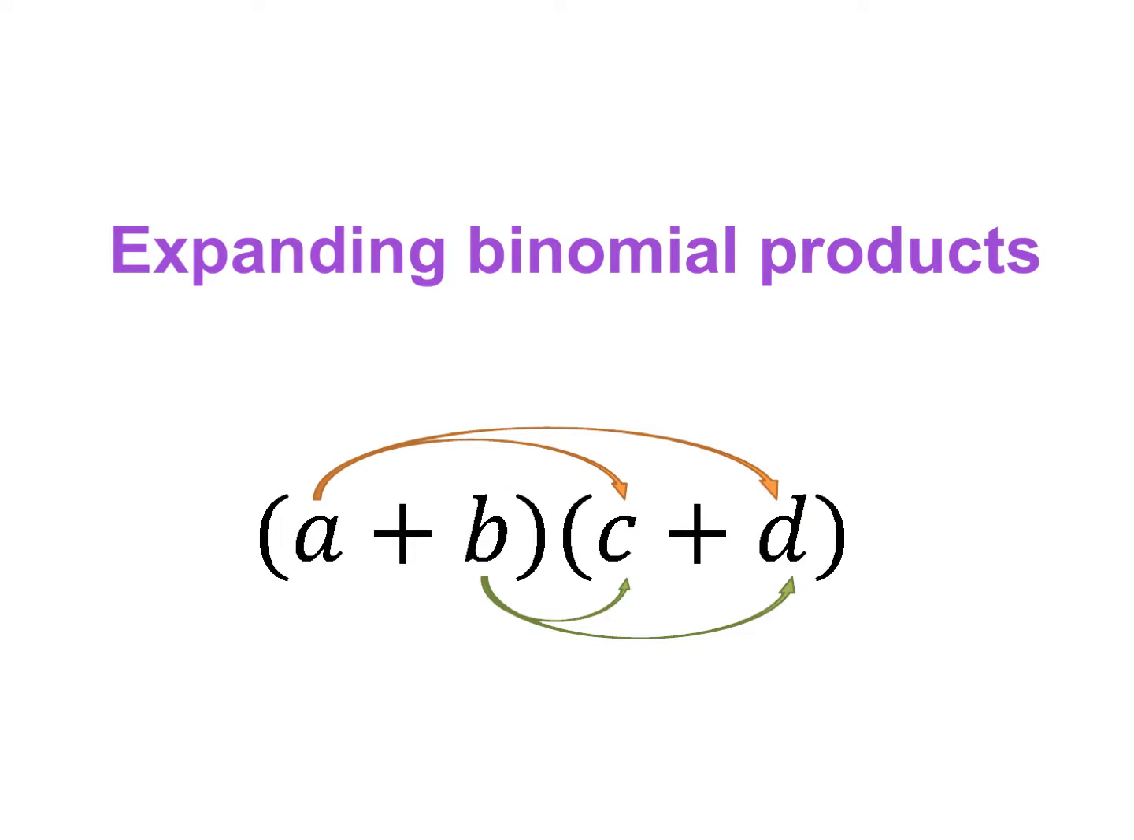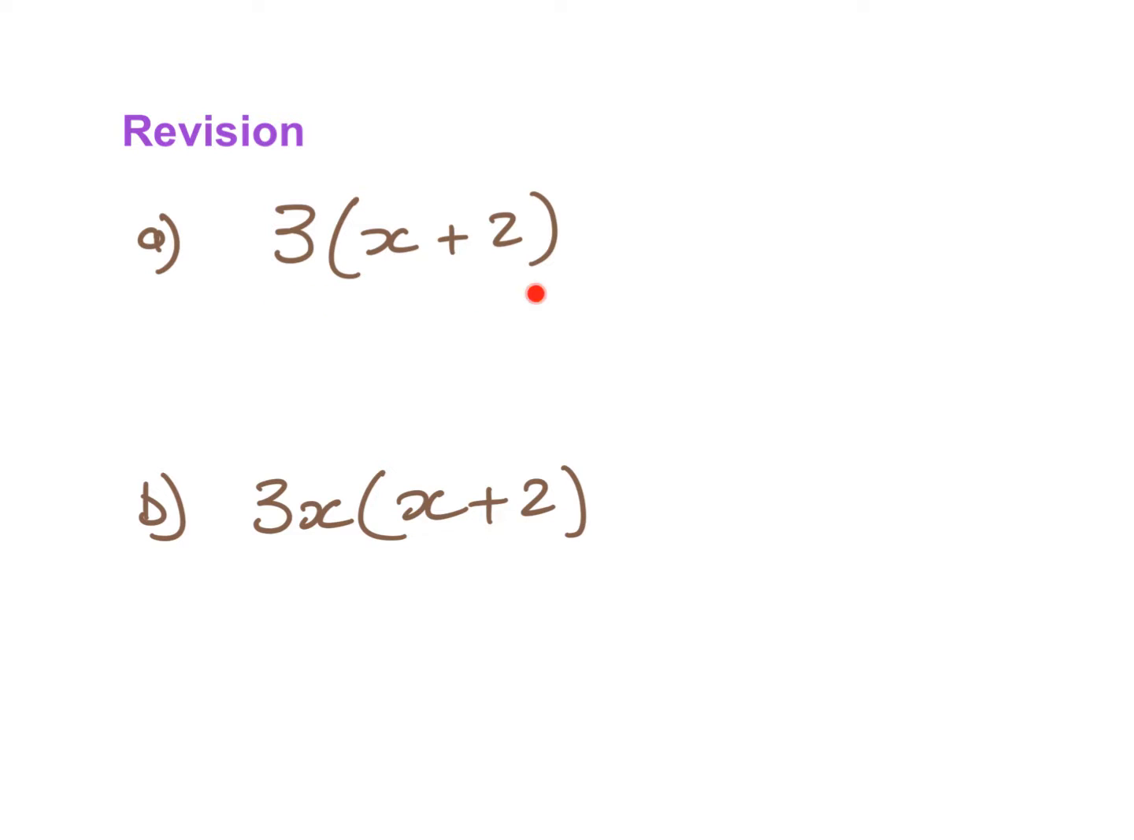In this video, we're going to be looking at expanding binomial products. So let's start with a little bit of revision. Have a go and see if you can expand these two questions. So expanding the bracket by multiplying 3 by x and 3 by 2. Put the video on pause and come back when you're ready.